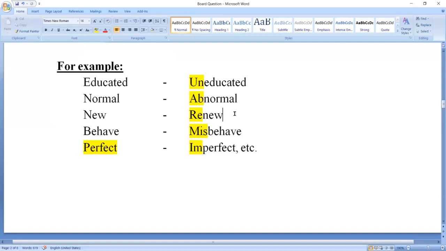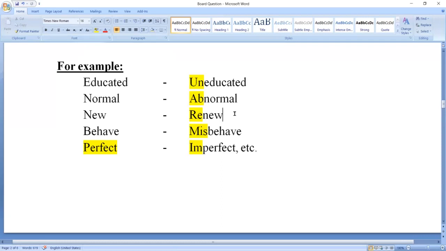So a particular word takes particular prefixes, but not all words take all prefixes. So we have to learn them, we have to know them. Otherwise, we can make mistakes. So we have to learn how many prefixes there are in English.